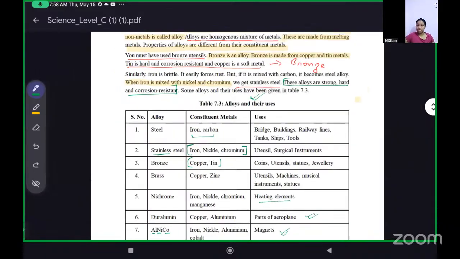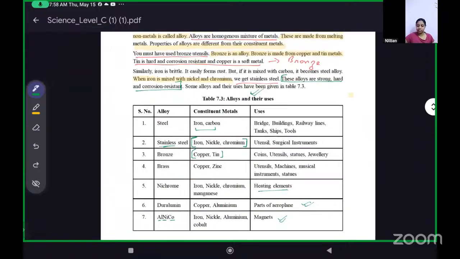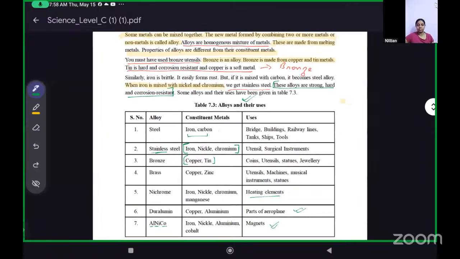Any doubt about alloys? No, ma'am. Okay.